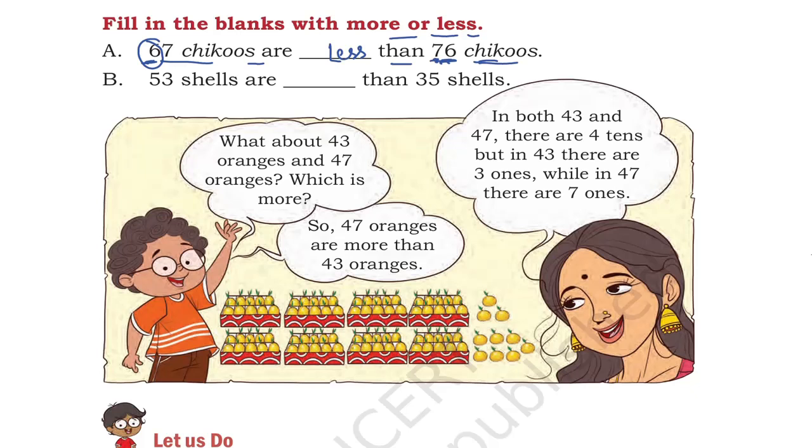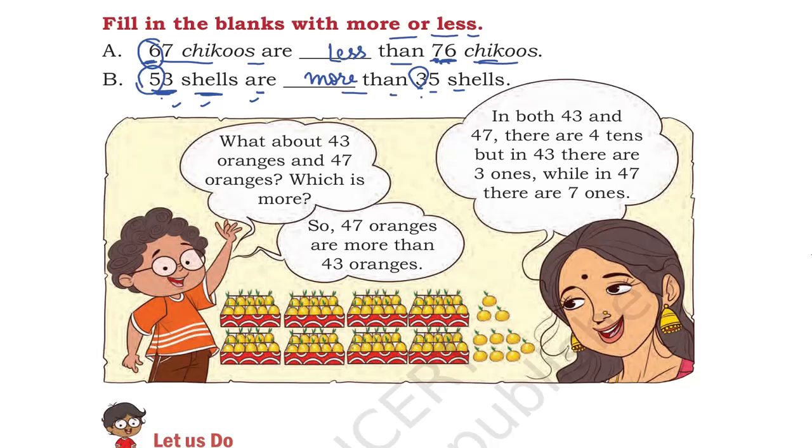Okay, come to the next question. 53 shells are dash than 35 shells. Let's look at the digits in the tens place. 53, 5 and 3. Now check, is 5 greater than 3? Yes. So 53 shells are more than 35 shells. Now let's see what is happening here. What about 43 oranges and 47 oranges? That is a more interesting question.